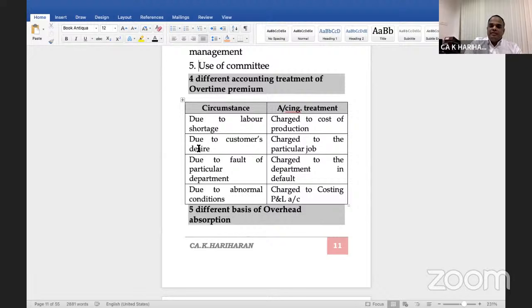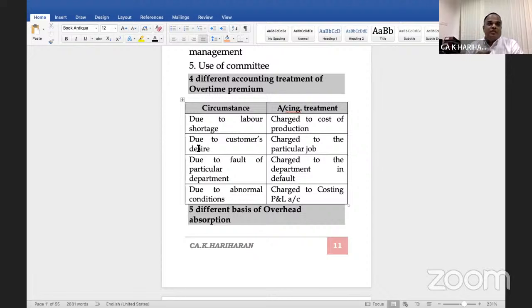Then overtime. What is the accounting treatment of overtime? What do you mean by overtime? Over and above the normal working hours, if the workers are working, then it is called overtime, extra time work. Then what are normal hours? As per the Indian Factories Act, if the workers work more than 9 hours a day or 48 hours a week, then it is called overtime. Any one of the conditions, not both.